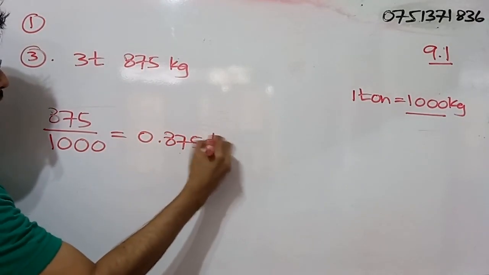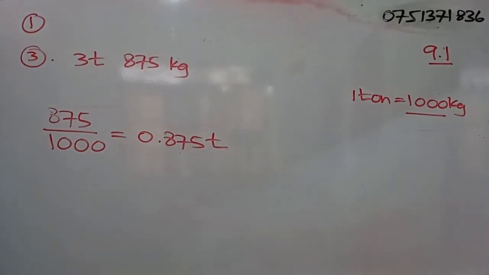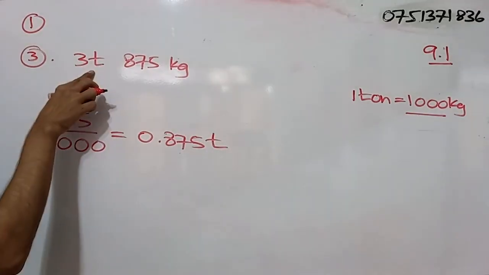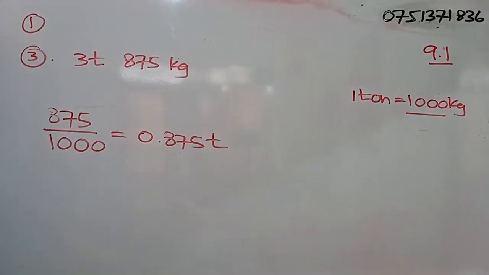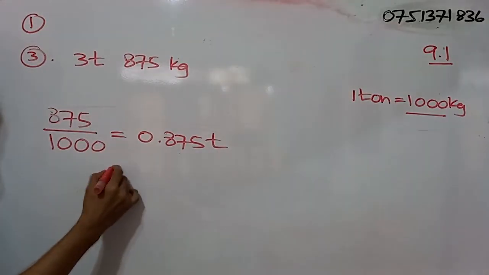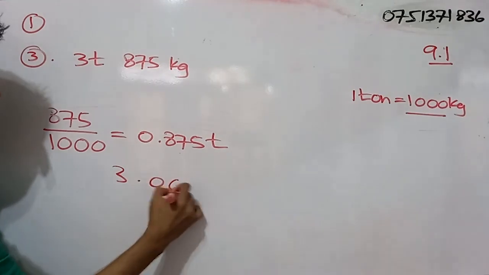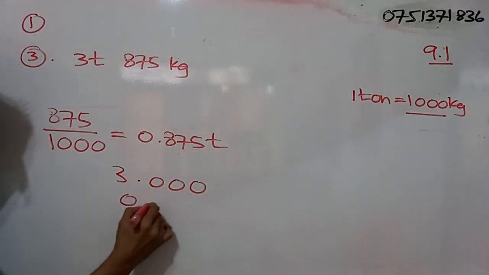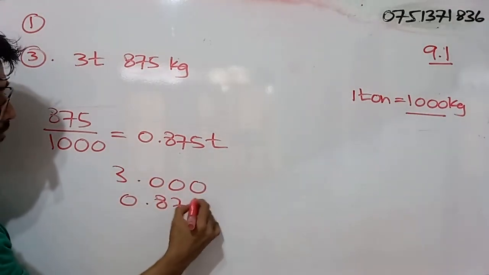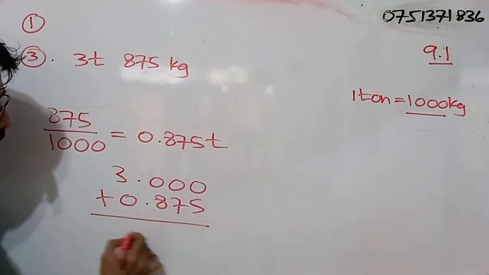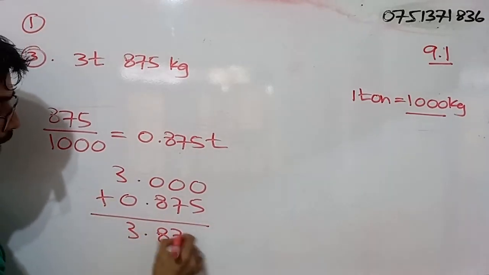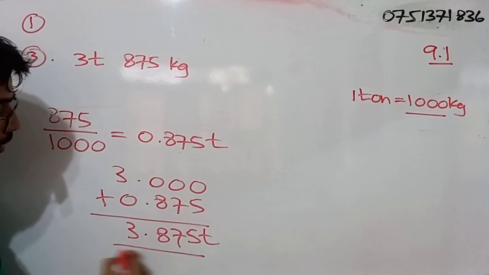So this becomes 0.875 tons. Now, this is not the answer. We have to add 3 tons. Right? Okay. So, for 3 tons, we have to add 0.875 tons. So, what is the answer? 3.875 tons.